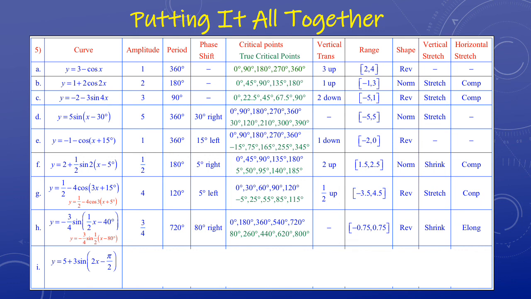So our critical points are 0, 180, 360, 540, and 720 degrees. Shifting, we get 80, 260, 440, 620, and 800 degrees. There is no vertical translation, making the range -3/4 to 3/4. The curve is reversed, and because the amplitude is less than 1, the curve is vertically shrunk, and because the period is greater than 360 degrees, it is elongated.